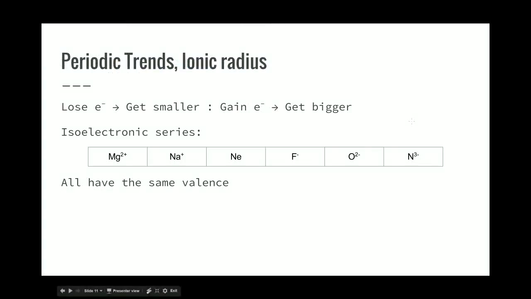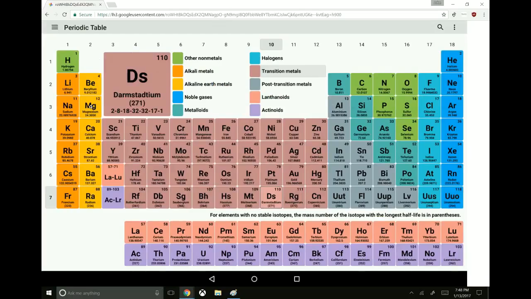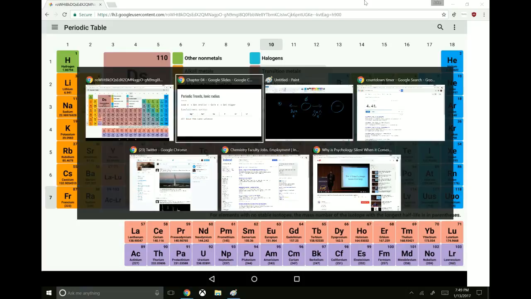But you can also compare what's known as an isoelectronic series. Okay? So an isoelectronic series means iso means it's all the same, electronic, electrons. So isoelectronic means they all have the same number of electrons. Okay, so you look at magnesium 2+, sodium 1+, neon, fluoride, oxide, and nitride. So if you look at the periodic table, you'll see magnesium's here at number 12, sodium number 11, then neon, fluorine, oxygen, and nitrogen. So they're all in a row, going from element 7 to element 12. So that's our isoelectronic series.